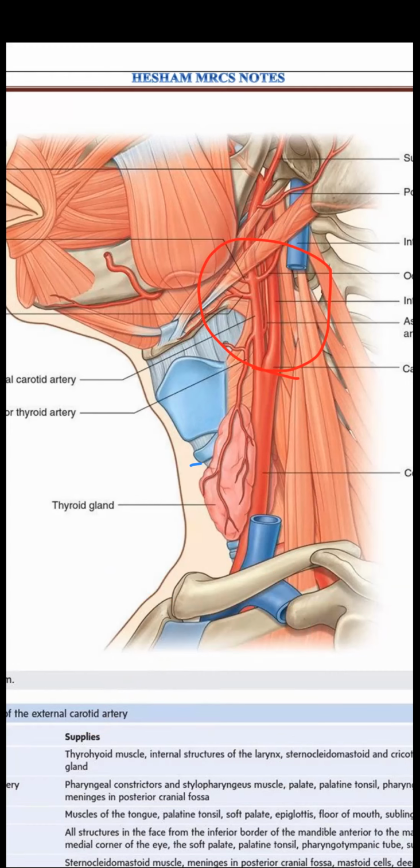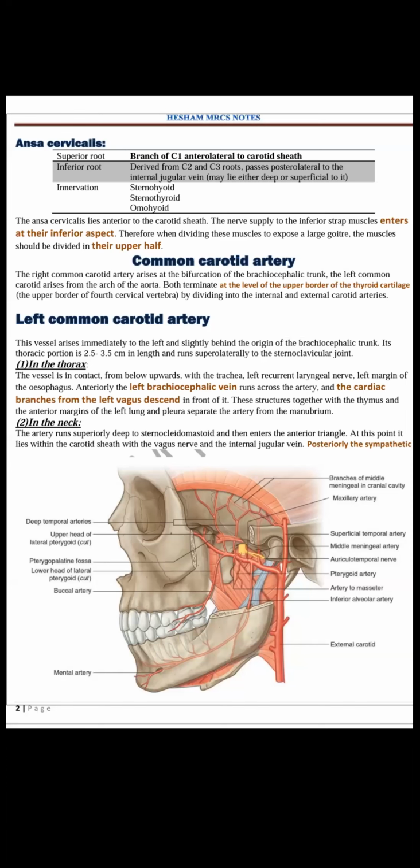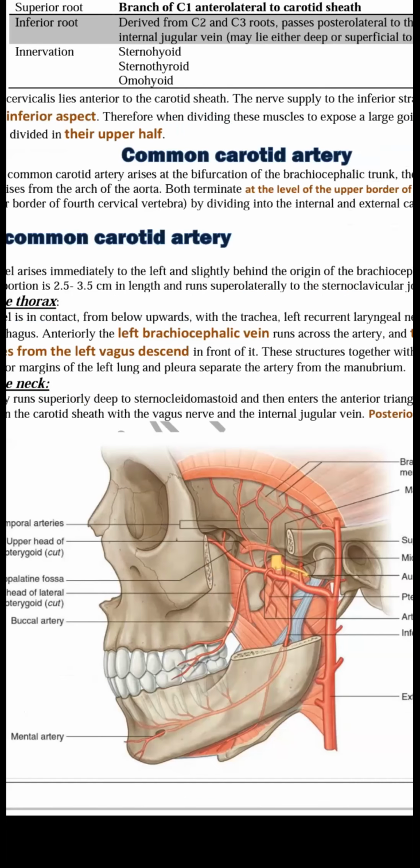Now, let's go to the branches of each carotid artery. We will start by discussing the external carotid. I will try to share the previous picture for the external carotid. It's very important. This one, as you see, is the external carotid. The external carotid artery starts opposite the upper border of the thyroid cartilage, C4.